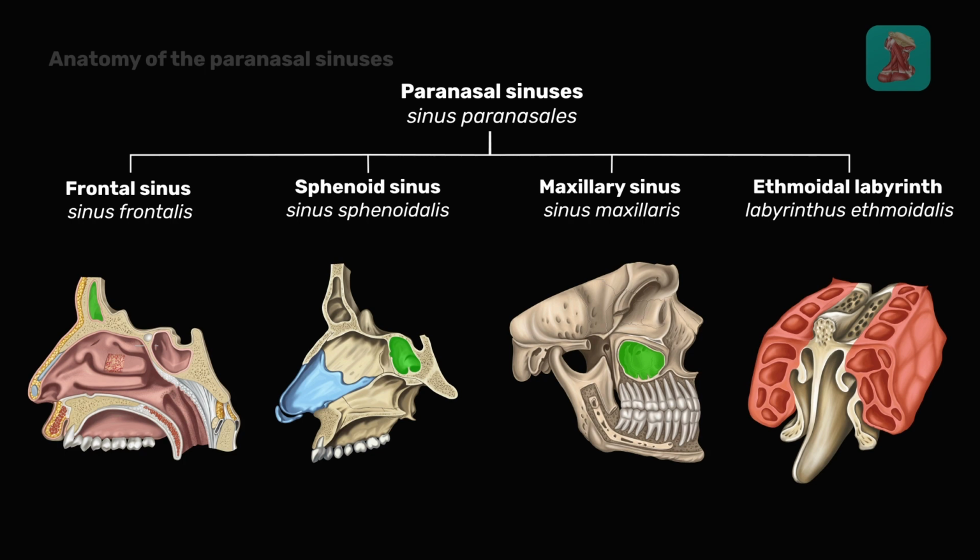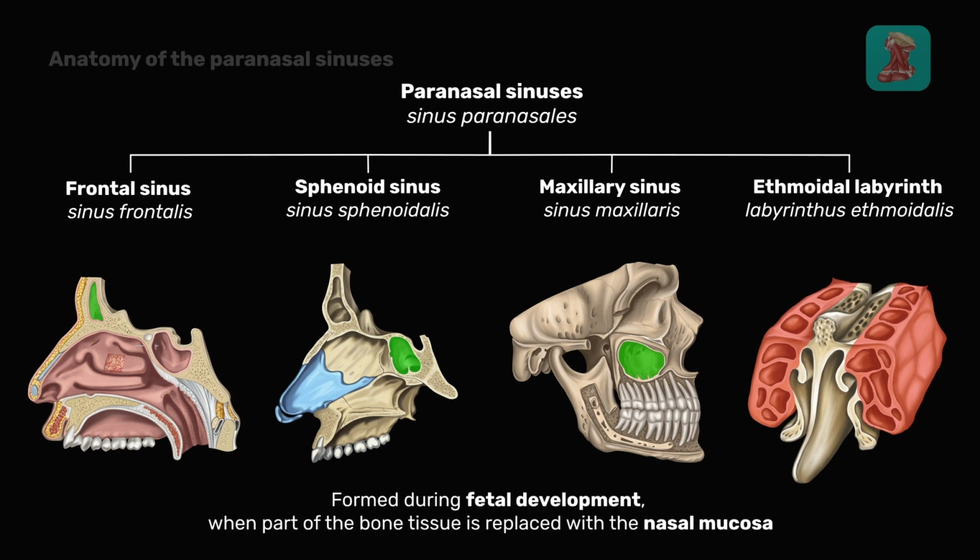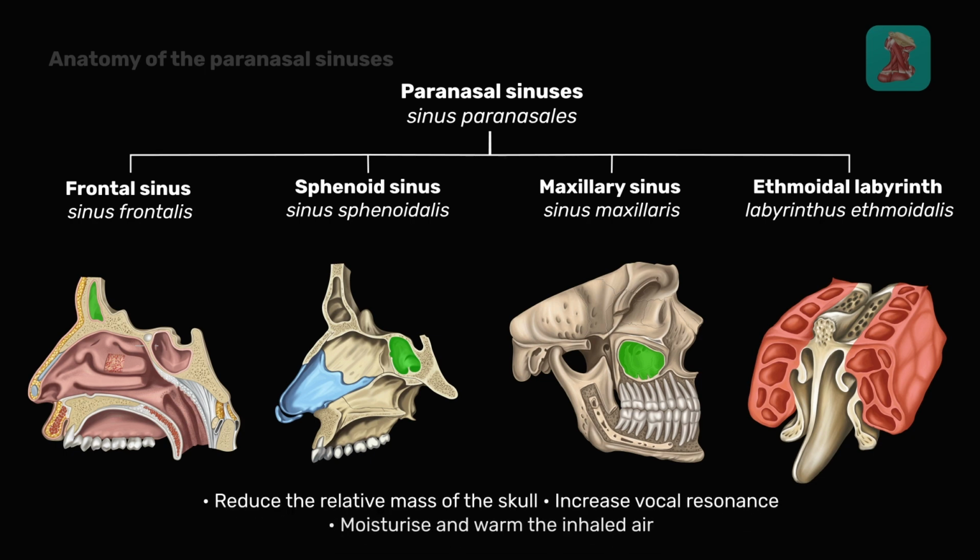The paranasal sinuses are paired cavities in the bones of the skull that are formed during fetal development, when part of the bone tissue is replaced with the nasal mucosa. They remain connected to the nasal cavity after birth. The specific feature of these sinuses is that their mucous membrane is very firmly fused with the periosteum.